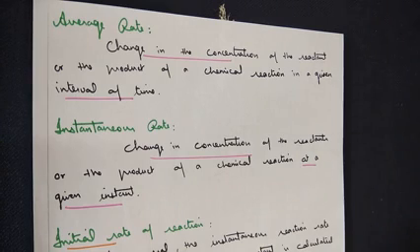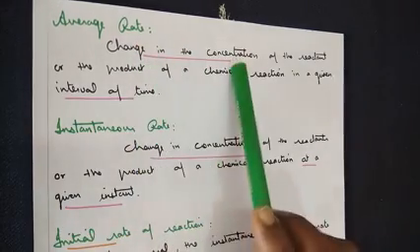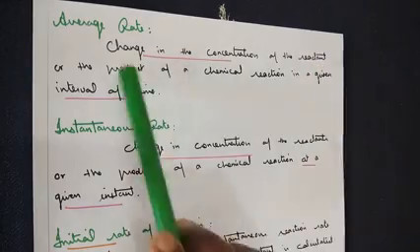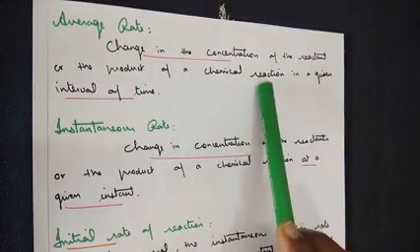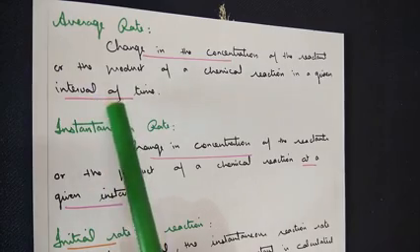So it has plenty of numericals. Today we will just see the definition alone. They are not difficult for you to understand. Average rate: the change in the concentration of the reactant or the product of a chemical reaction in a given interval of time.